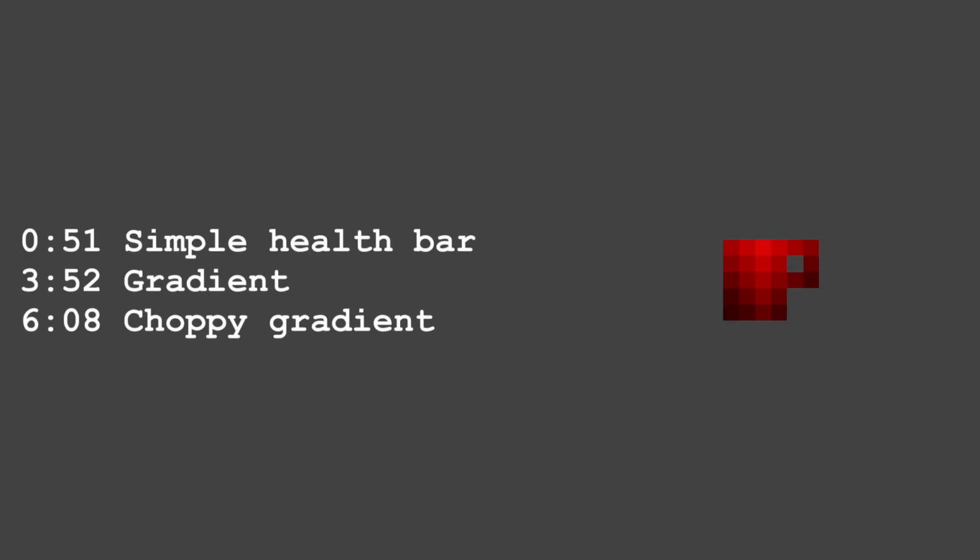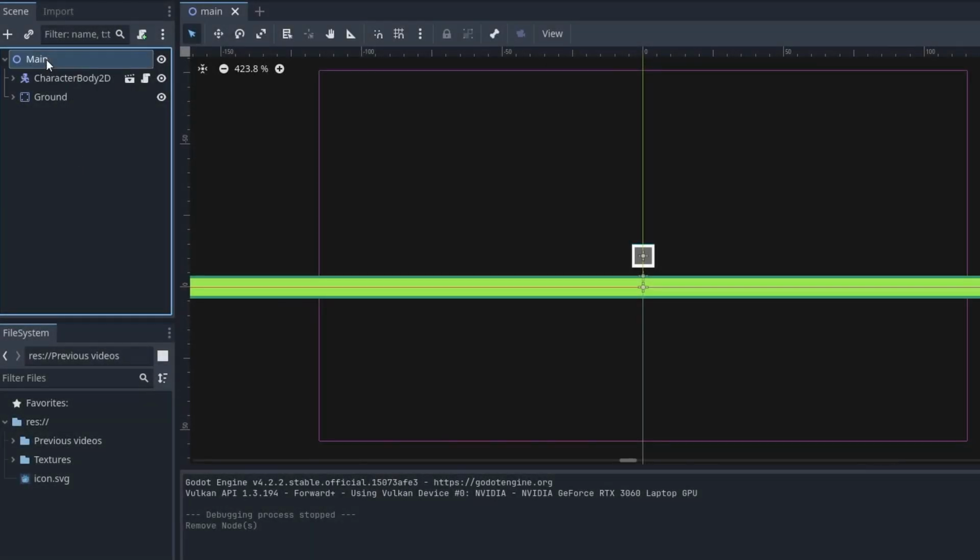In this video I will show you how to make a health bar with changing colors. So what I have here is just a main scene with our character and ground attached to it.